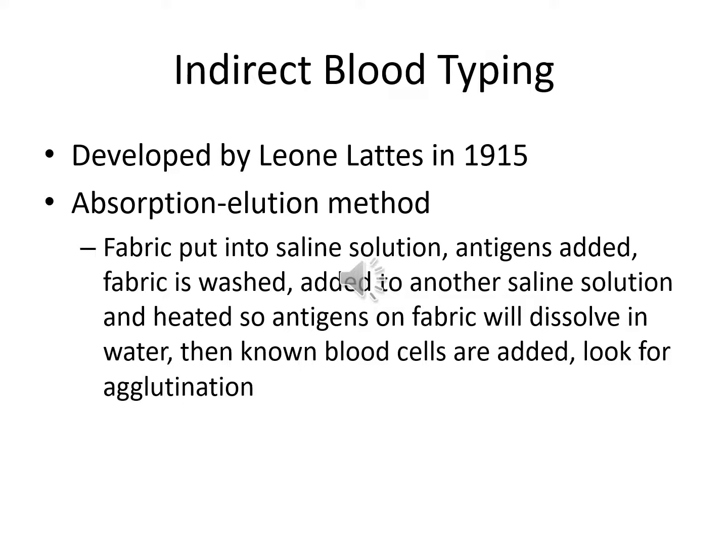So the way we distinguish between type A and type O is we would add the type A antigen, and if we see agglutination, then the person must have had anti-A and they would have been type O. If we don't see agglutination, then they must have been type A. So that's the sort of method that could be used for indirect blood typing, or reverse blood typing as it's now called.